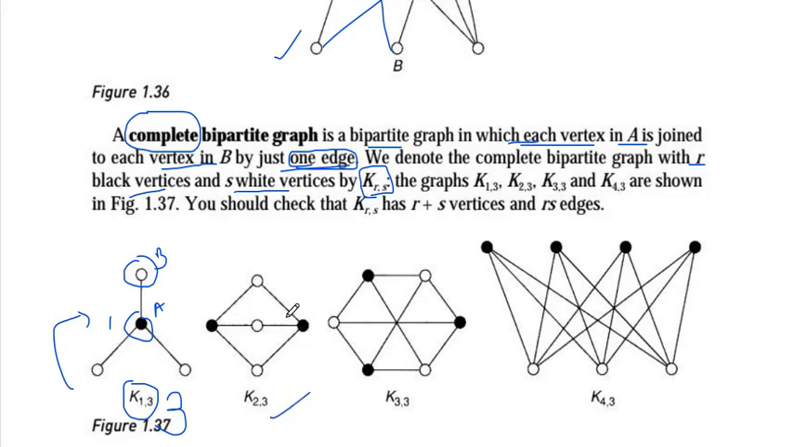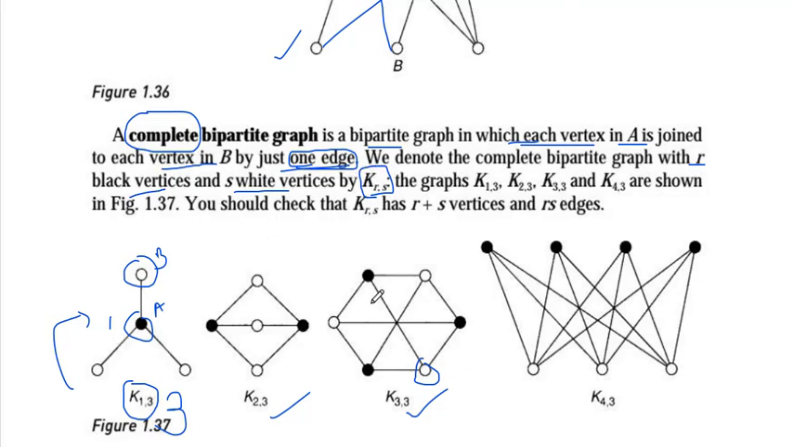We have 2 black vertices, so K_2,3. We have 3 black vertices and 3 white vertices, so K_3,3. Here you can see that each vertex is connected, and it is connected with all the white vertices. It's not compulsory that these 2 black vertices have to be joined. Vertex A and vertex B are connected with each vertex.